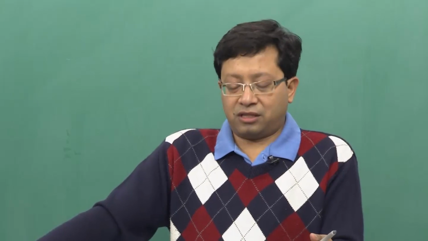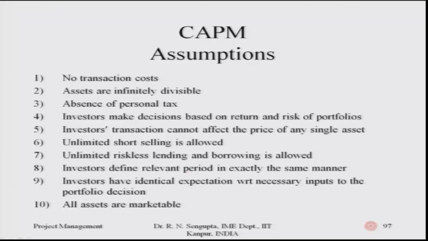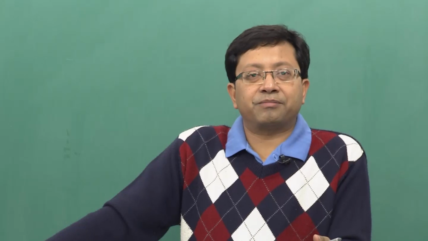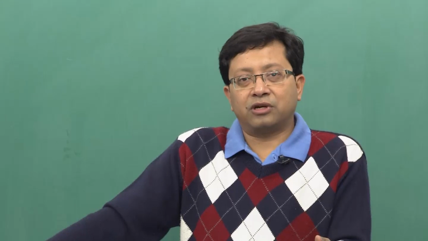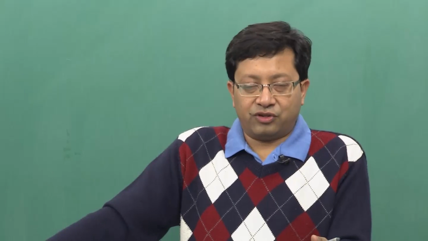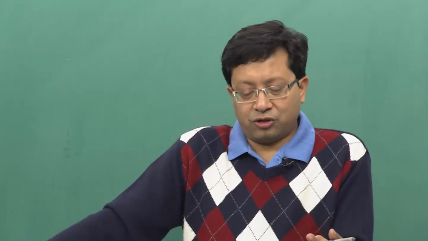Investors are the people who are there in the projects. They define the relevant period in exactly the same sense. So, say for example, if it is for one time period, it will be considered the same for each and every person who is there in the investment process for the project. Investors have identical expectations with respect to the inputs to the portfolio or the project decision. Now, this identical expectation basically means the overall concept of utility. This is the first time I am using the concept of utility. That concept of utility would be the same for each and every individual. So, the overall utility function's functional form would be the same, but the parameters may be different for the utility function.